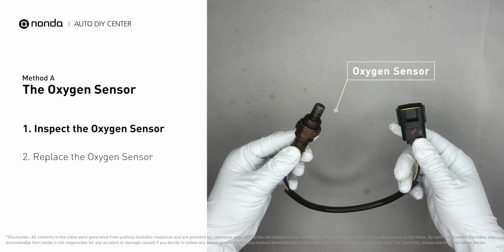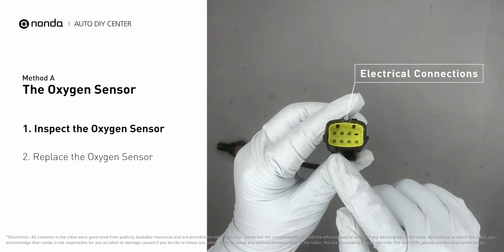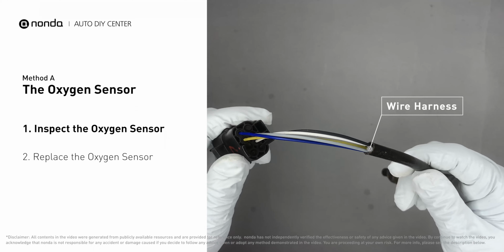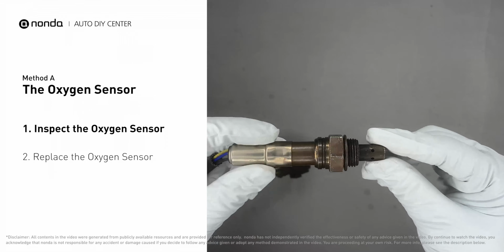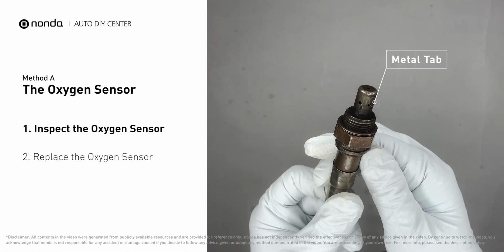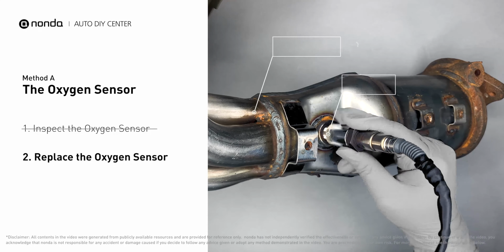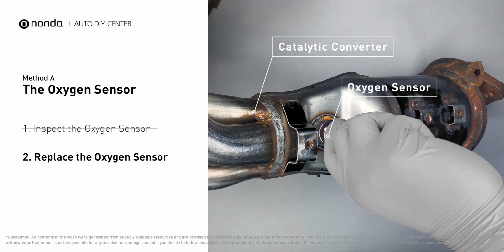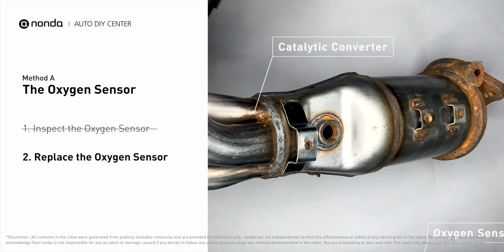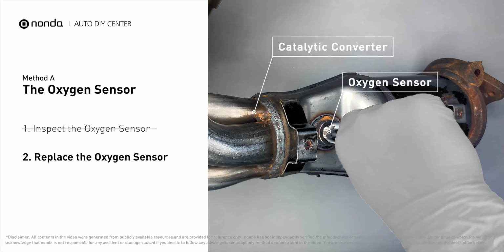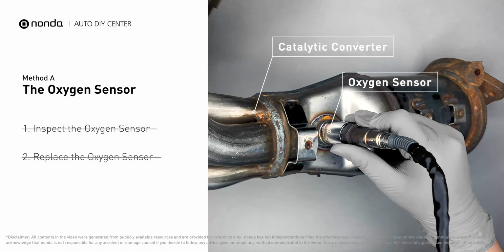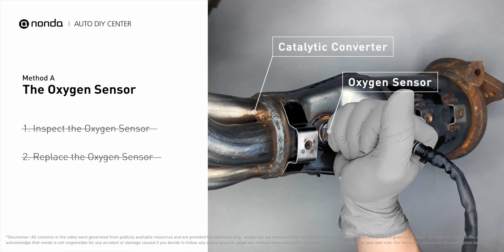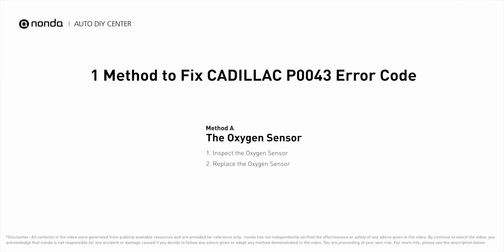Visually check the oxygen sensor's electrical connections, wire harness, and metal tabs for any damages. If damages are found, then replace the oxygen sensor. If there is no damage found on the oxygen sensor, you would need to take your car to consult professional mechanics. So here is one of the most practical solutions to fix Cadillac's P0043 error code.